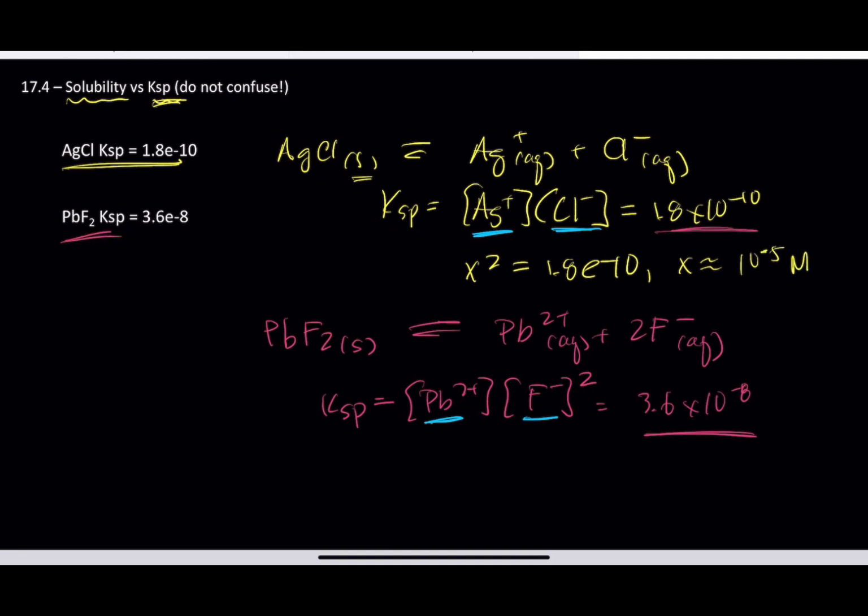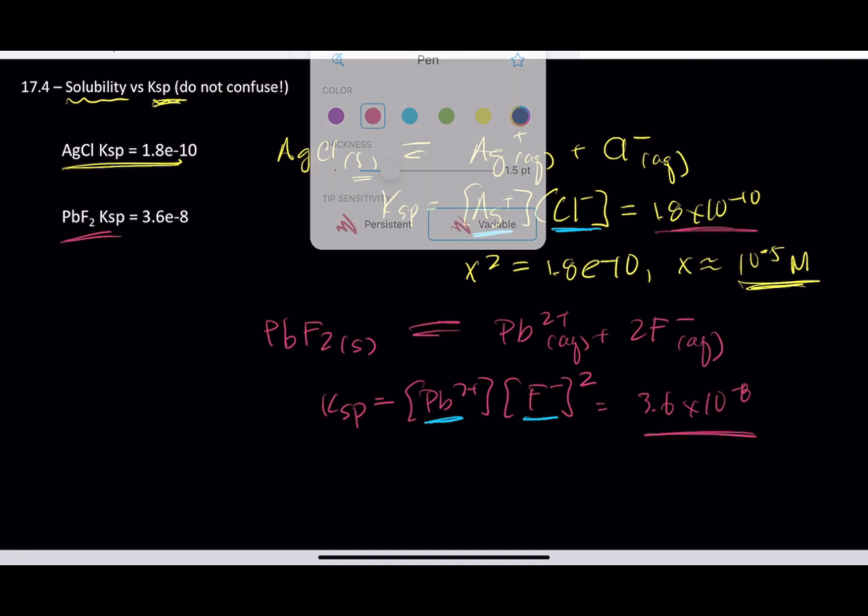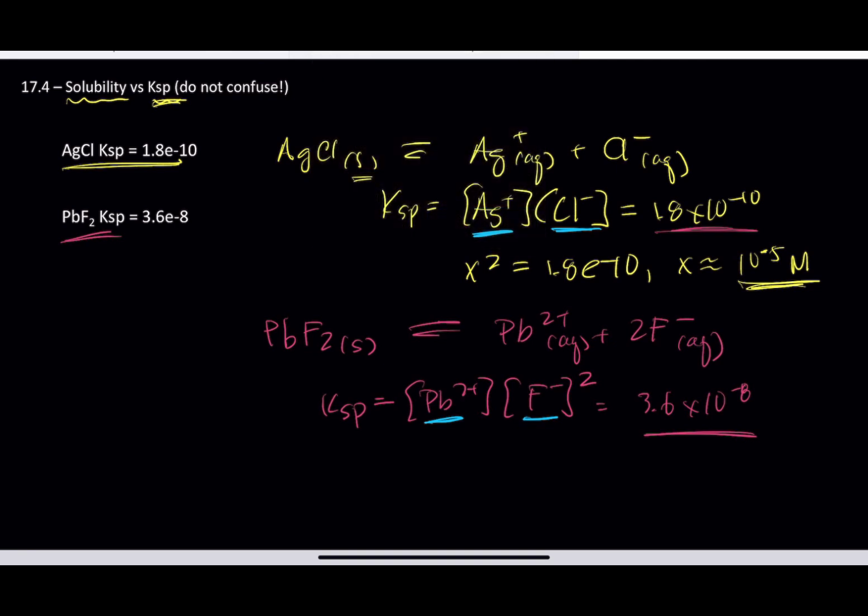And that's approximately the concentration of my silver ion and my chloride ion, which is in a 1-to-1 mole ratio with AgCl, which means that the approximate solubility of silver chloride is 10 to the negative 5th molar. Yes?